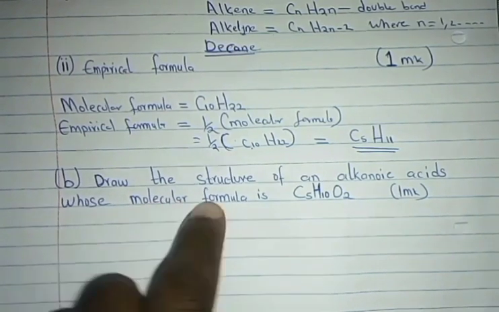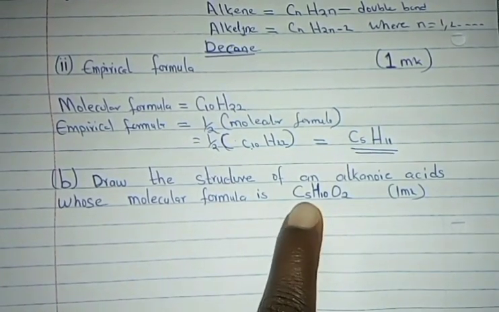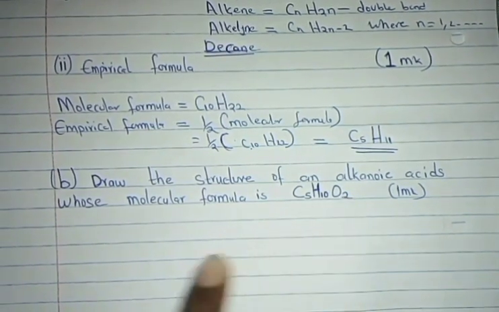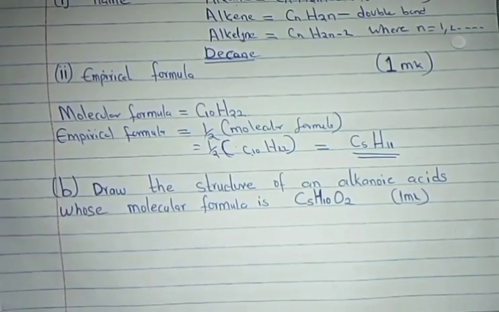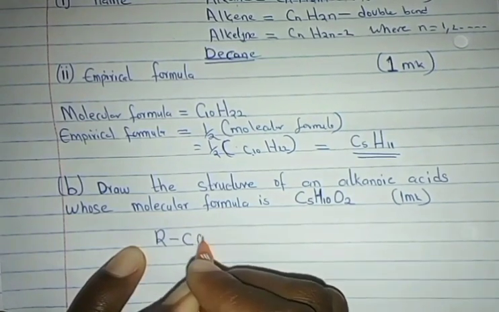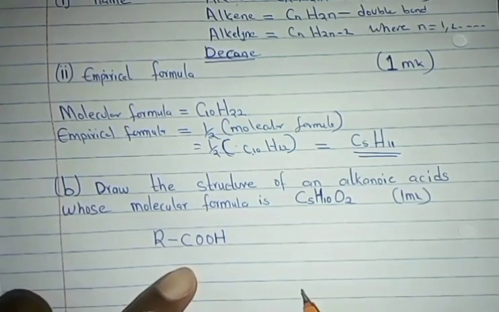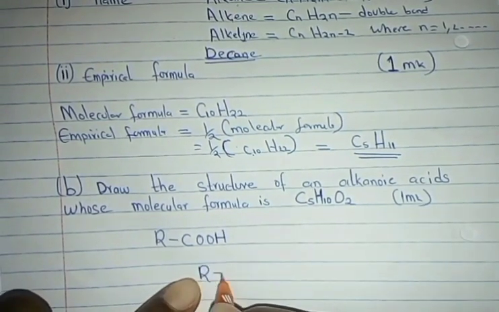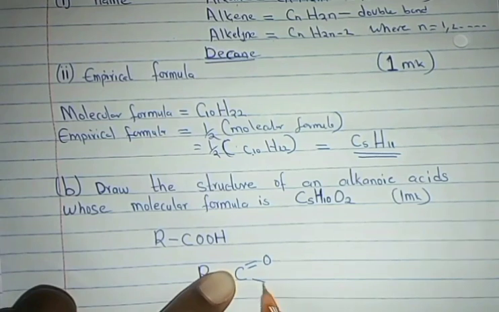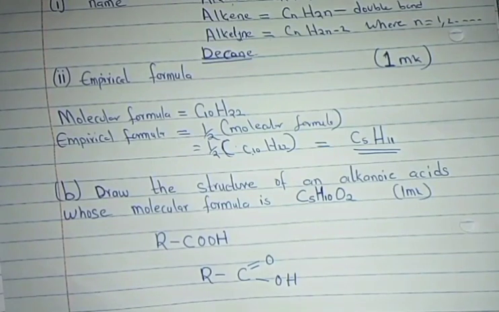Part B says, draw the structure of an alkanoic acid whose molecular formula is 5 carbons, 10 hydrogens, and 2 oxygens. So we know the alkanoic acid, the general formula is R-COOH. If you write it in another way, we have the R part, then carbon, then a double bond to an oxygen, then a single bond to oxygen and hydrogen. This is how we write alkanoic acid.